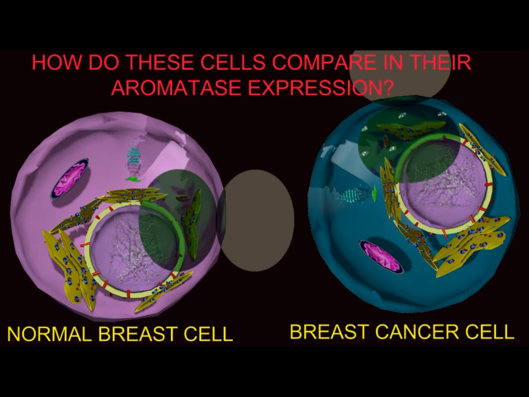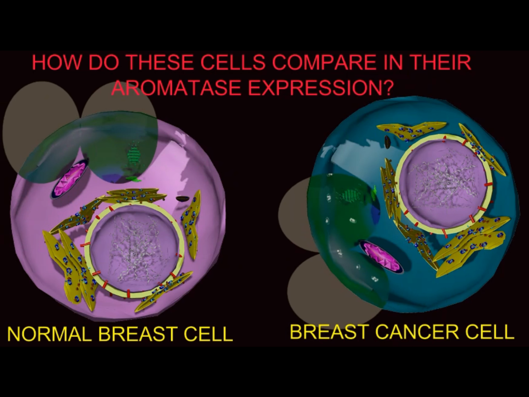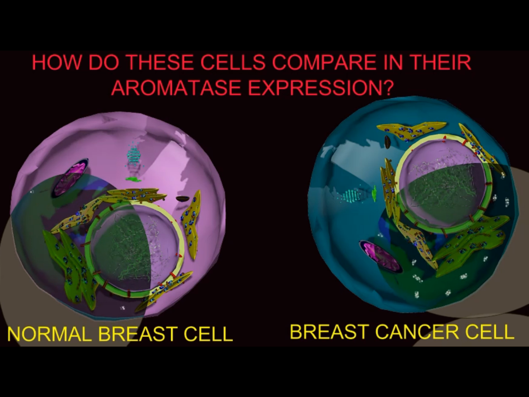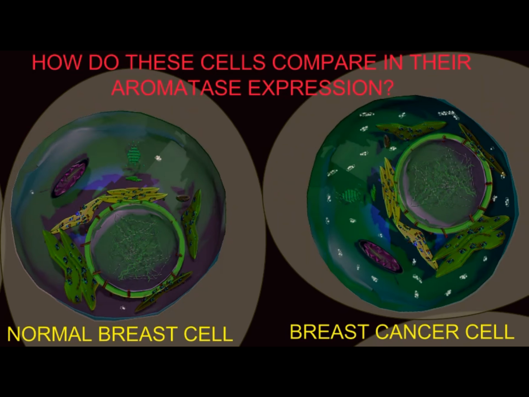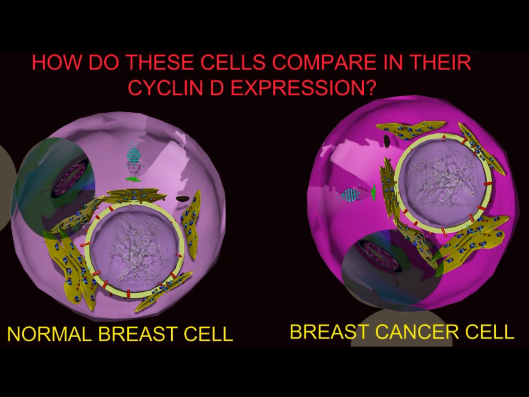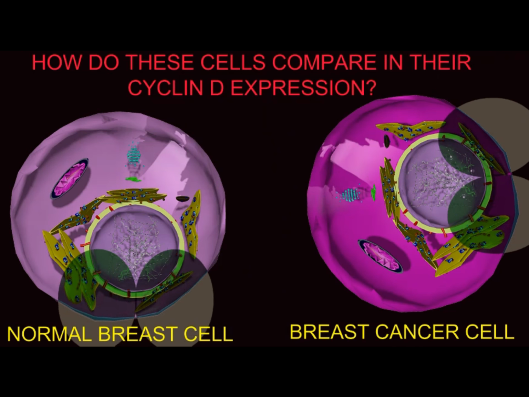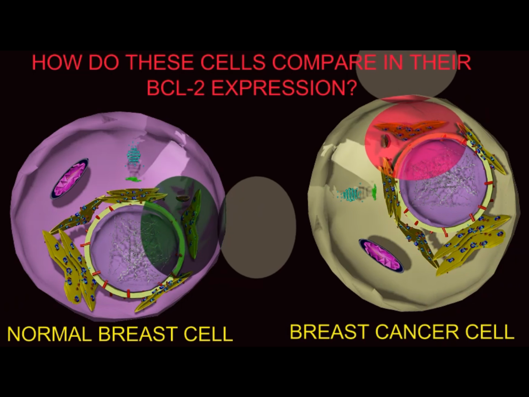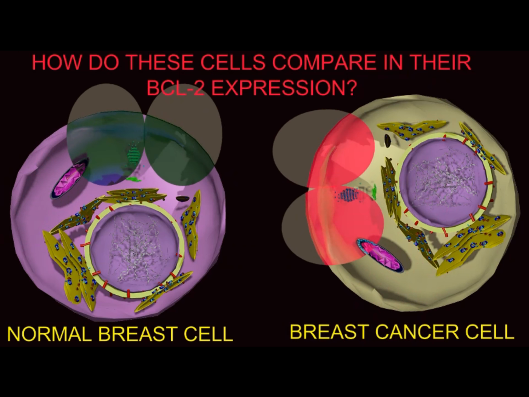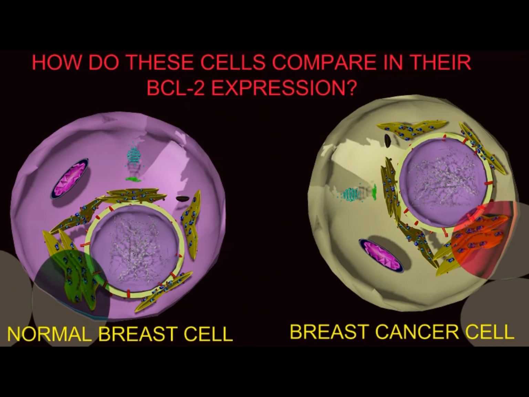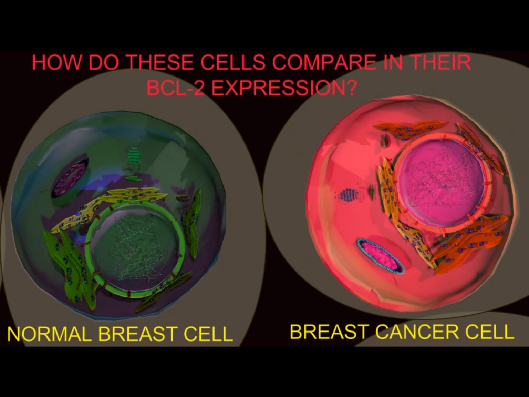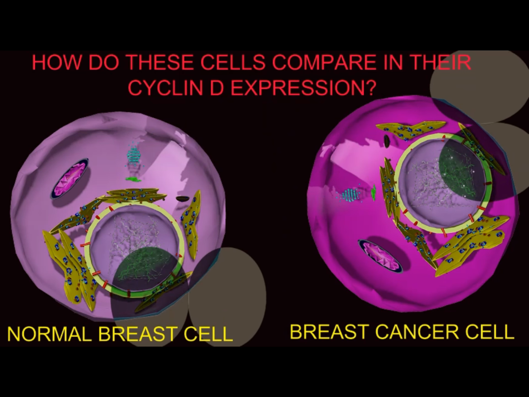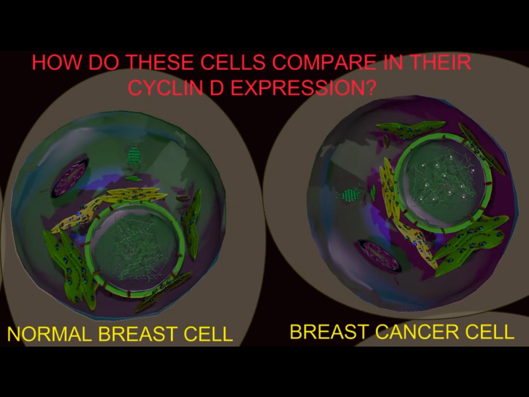Aromatase, the enzyme which synthesizes estrogen, is in this case at a higher expression rate in the cancer cell, suggesting that it promotes the abnormal growth of the cancer. In these two examples, cyclin D is being expressed in the cancer cell but not the normal cell. And the anti-apoptotic BCL2, a protein which can prevent programmed cell death, is being expressed in the cancer cell but not in the normal cell. And so these proteins may have roles in promoting abnormal cell growth.